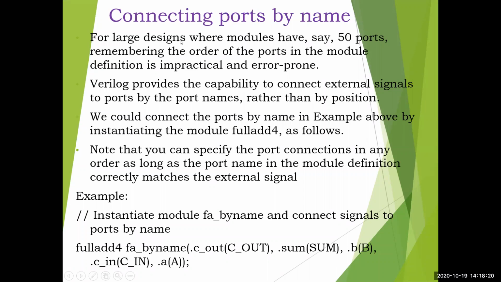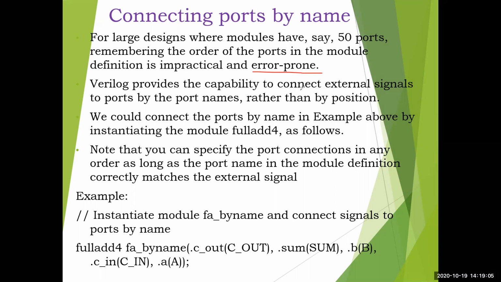For large designs where modules have say 50 ports, remembering the order of the ports in the module definition is impractical and error prone. For example, in the list of ports in the full adder, you had only 5 ports, right? Only sum, cout, a, b, cin. Now imagine a complex circuit having 50 ports. For example, your microprocessor chips, whatever is coming in today, they have almost 40 pins, right? The more pins they have, the more ports. In that case, how will you keep the order? You may forget, so 37, 38, like that, the mistake can happen anywhere. So that's why the first method is impractical and error prone.